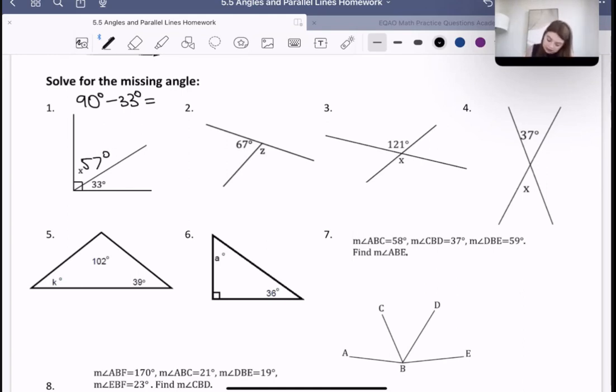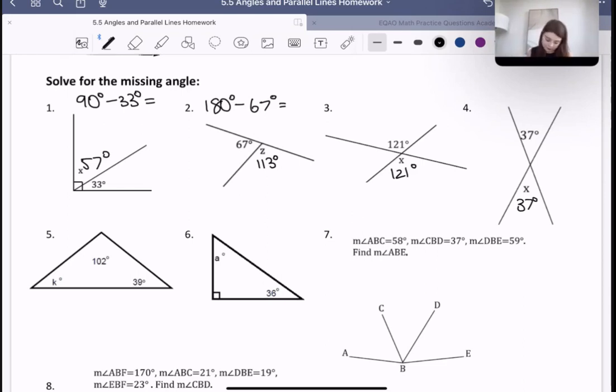This one is a straight angle, right? So that means 180 is our total. Minus 67 should get us our answer. So that would mean it would be 113 degrees. So there we go. As for number 3, we know that opposite angles are the same. So x would also be 121 degrees. Same thing with number 4, very similar kind of question where the opposite angle must be 37 degrees as well because that's what the original angle is.